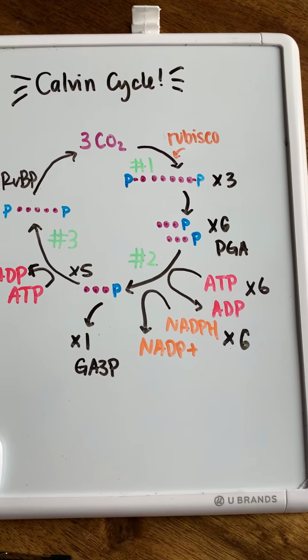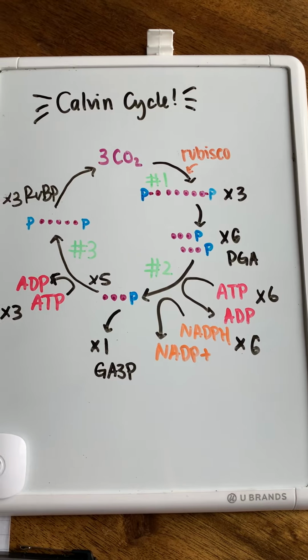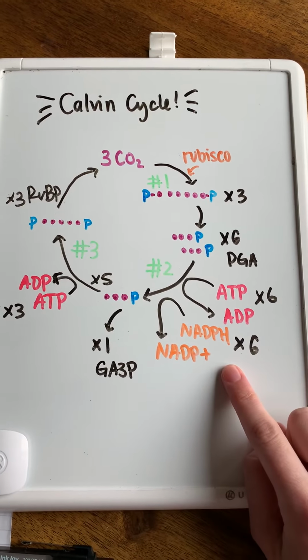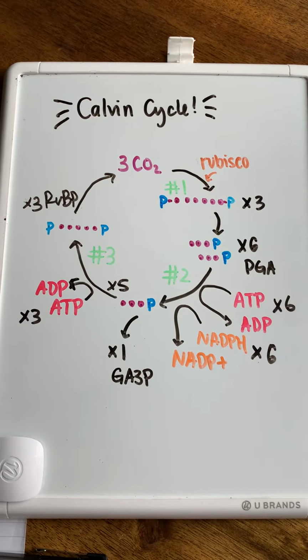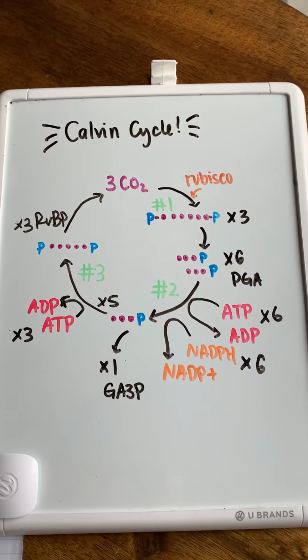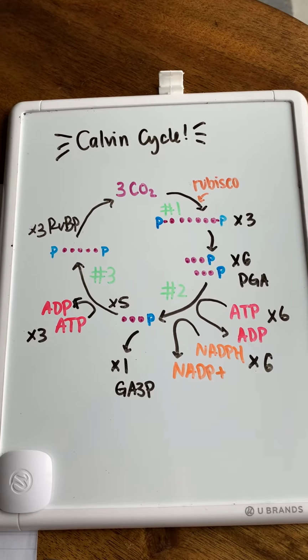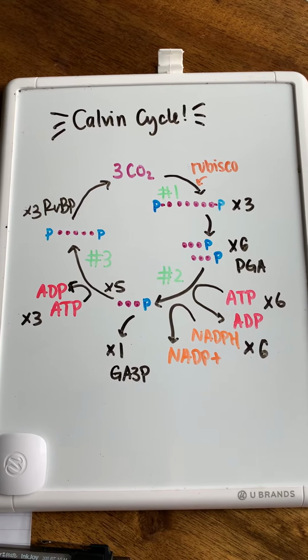So it does happen after the light-dependent reaction, which is why we have these ATP and NADPH that can go through. Those come from that light-dependent reaction, and it's happening inside the stroma of the chloroplast.